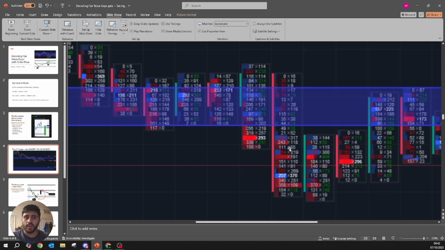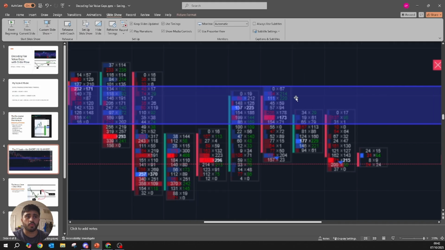Notice how we had a break, and now we're looking for a retest. The retest was even more interesting. I know the numbers are a bit small. It says 89 for 212, 0 for 67, 124 for 214, 111 for 220. So we can see a lot of blue delta inside the candle.